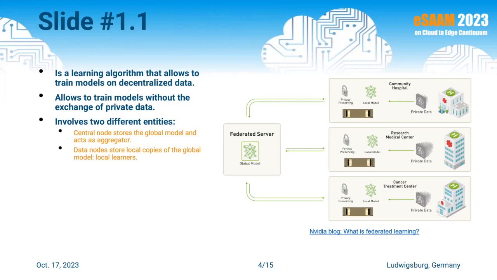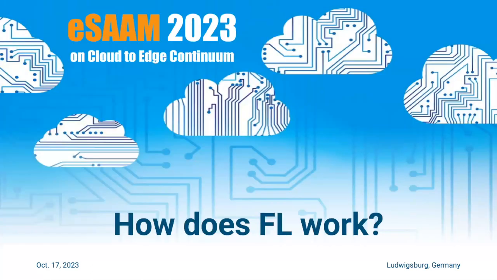Here how it works is that the central node stores the global model, and the data nodes store local copies of these models that can adapt, and then some information is shared, but never related to the data itself. Next slide, please. Okay, so how does it work?